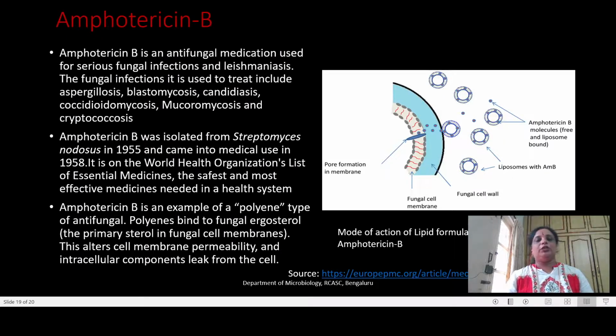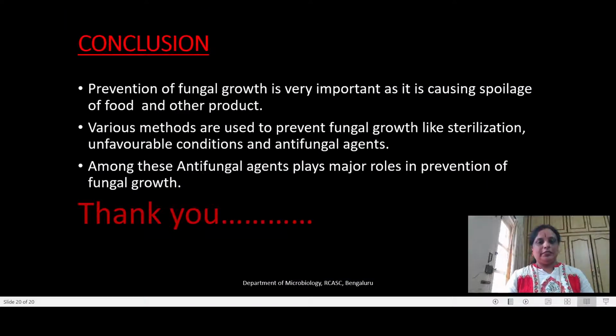So in this particular video lecture, we studied the different methods of the preservation of the fungal growth, starting from sterilization, usage of moist heat method of sterilization, dry heat method of sterilization, usage of UV radiation, and finally we studied the different fungicides, antifungal agents and their mode of action, and how they play an important role in destroying or preventing fungal growth.